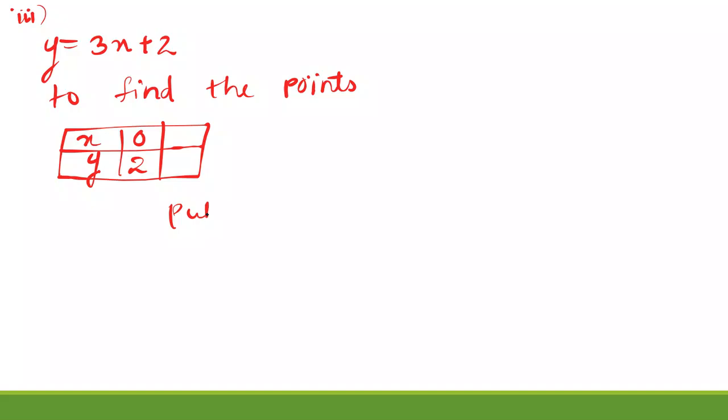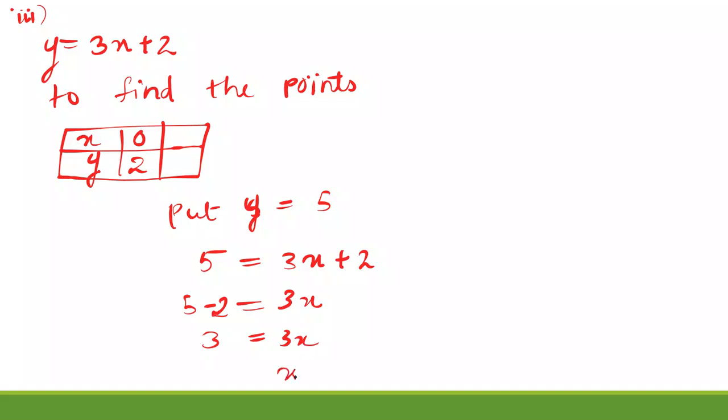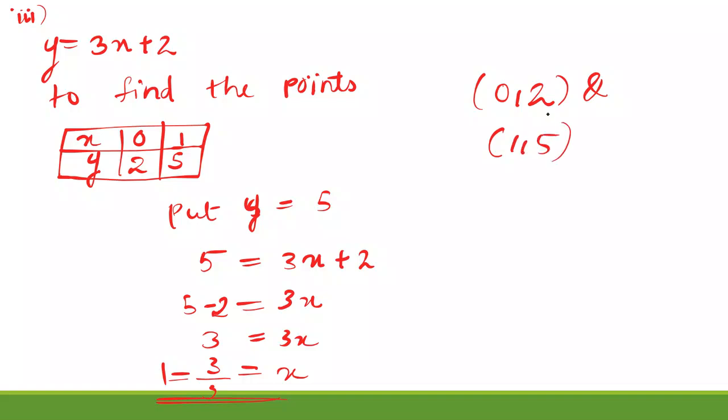So I will put y is equal to 5. y is equal to 5 means 5 is equal to 3x plus 2, right? So 3x is equal to 5 minus 2, which is 3, so 3x is equal to 3. So x is equal to 3 by 3, which equals 1. So you will get y is equal to 5 and x is equal to 1. So which are the coordinates? 0, 2 and 1, 5. Now we got the coordinates.